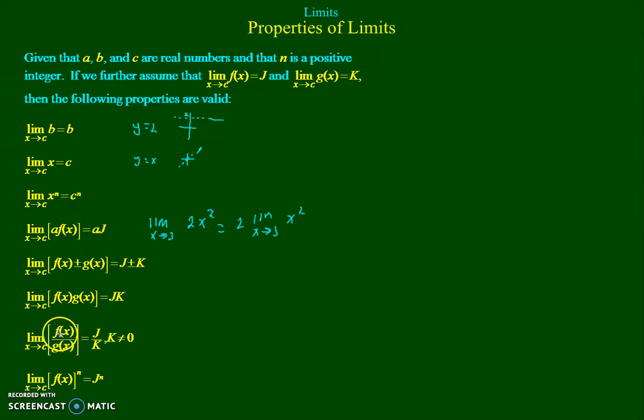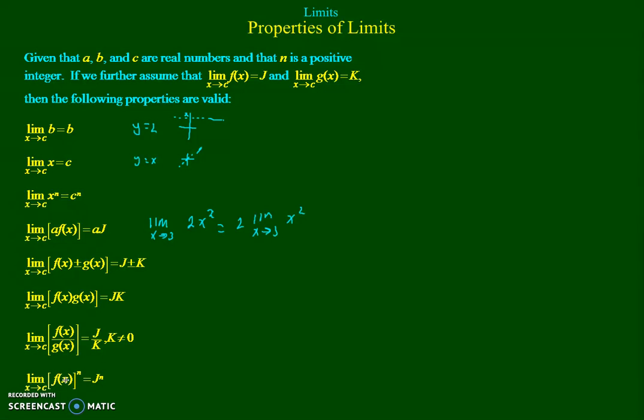The limit of the quotient of two functions is the quotient of their limits, assuming, of course, that the limit of the denominator isn't 0. And then the last one, the limit of a function to a power is the limit to that same power. So in all of these, we're just doing direct substitutions to find those limits. And that's assuming that a direct substitution works.